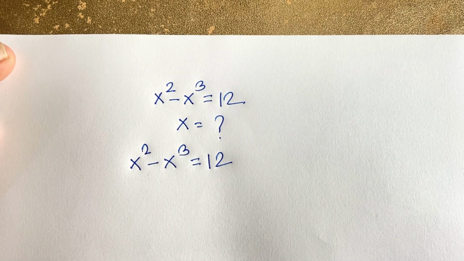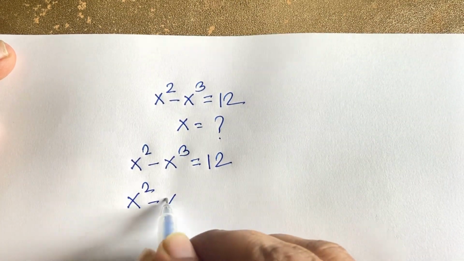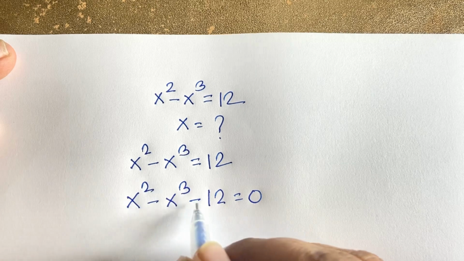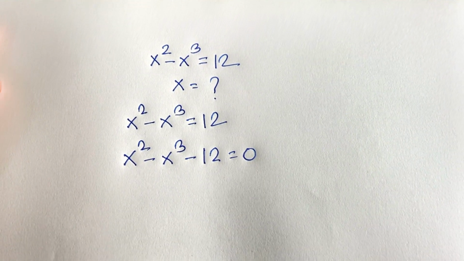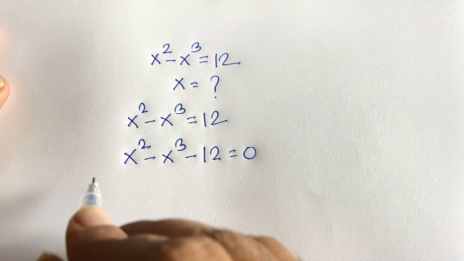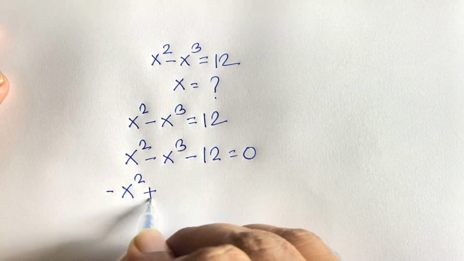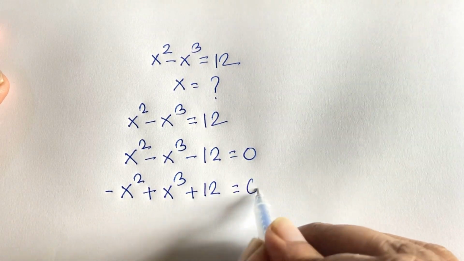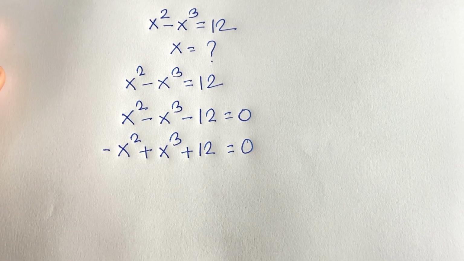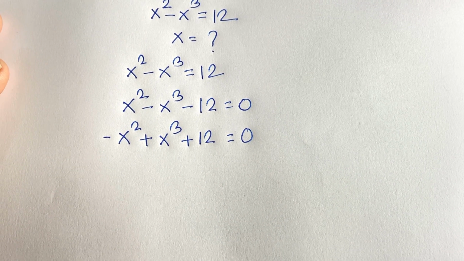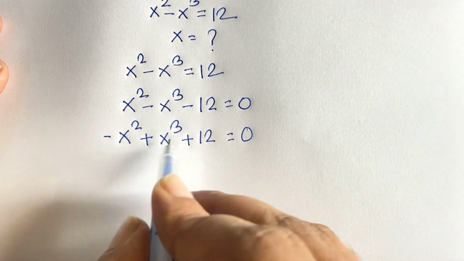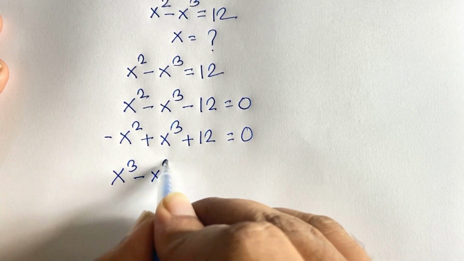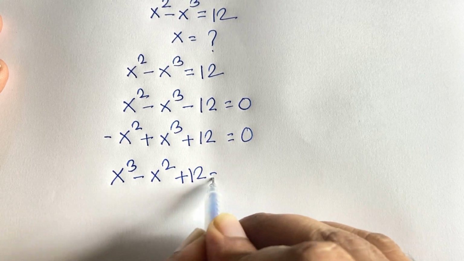So in this case I can say that x squared minus x cubed minus 12 is equal to 0. I just move this 12 to this side, it will be negative 12. So if I multiply both sides by minus 1, it will be minus x squared plus x cubed plus 12 is equal to 0. Here minus is common, so it is x cubed minus x squared plus 12 is equal to 0.